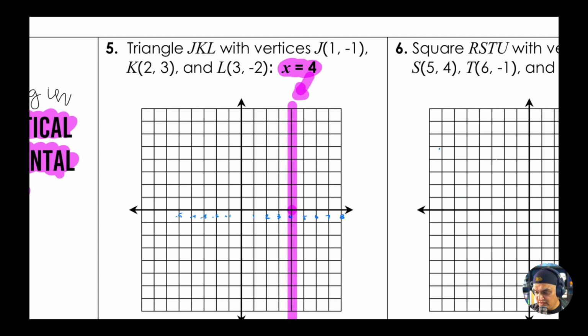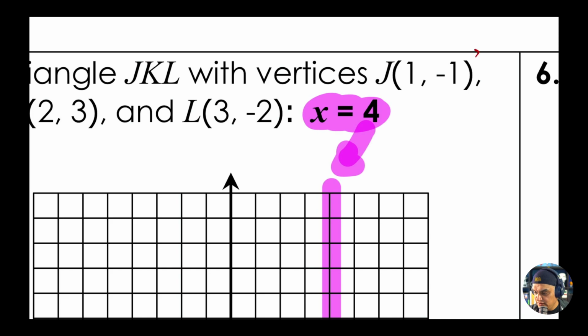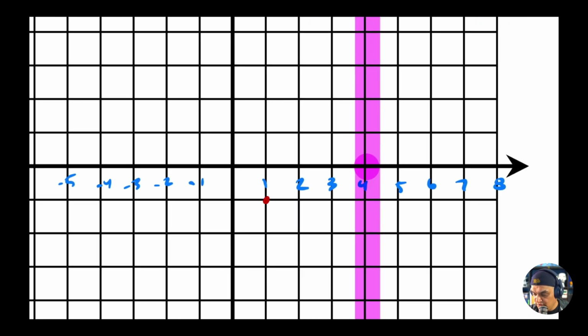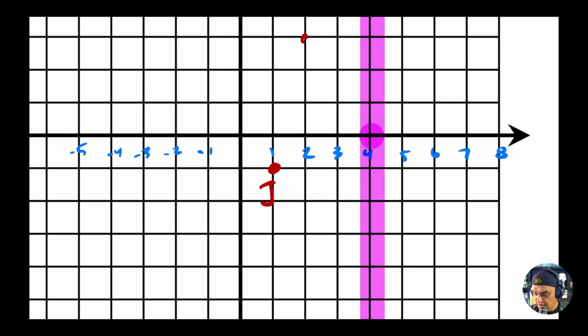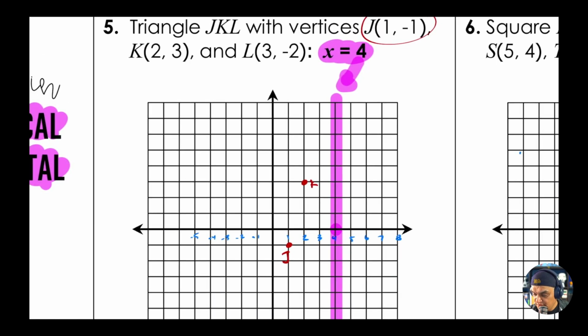Okay, now we can plot these points. Now let's plot the triangle JKL. J is 1, -1. So that's right there, J. K is 2, 3: 2, 1, 2, 3. That's K. And L is 3, -2. There's L. And then I connect the points.